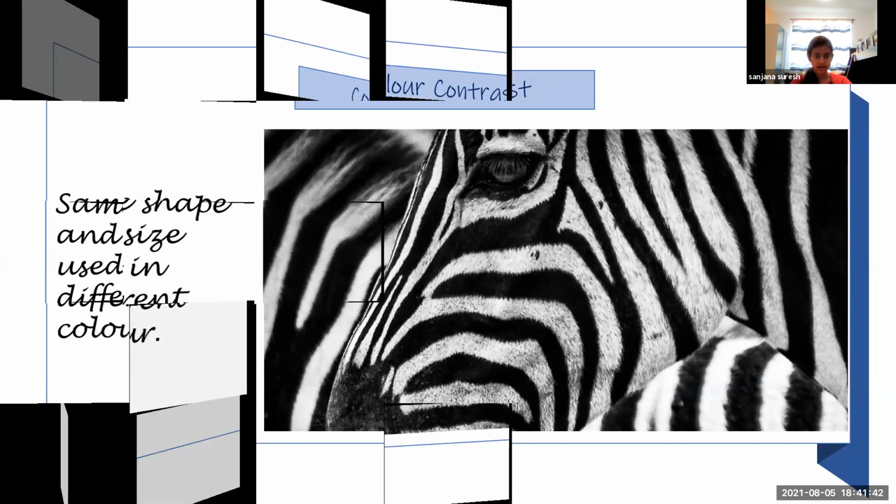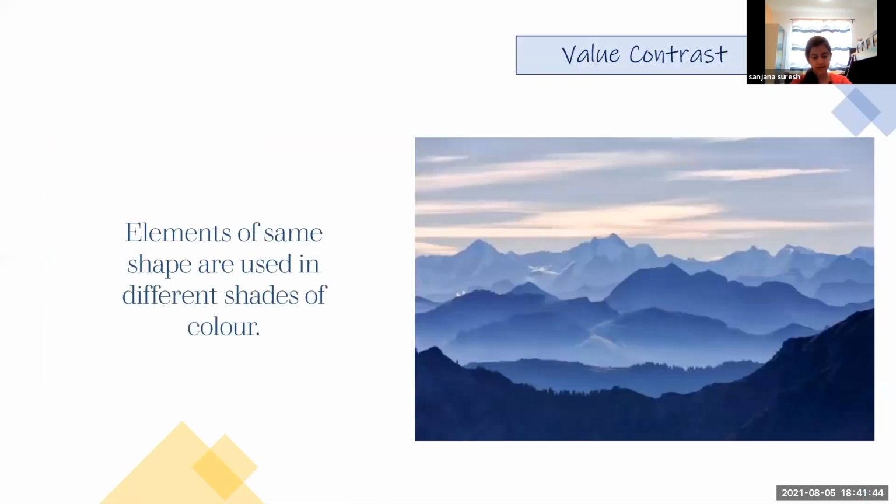Now value contrast, the elements of the same shape are used in different shades of color. When we were small, we used to draw mountains in a triangle shape. So like that, mountains are represented in a triangle shape. Here the color is used in different blue shades.